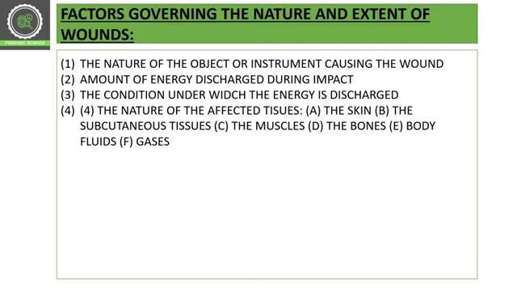So we have different natures of wounds, right? These natures and factors will greatly affect the types of wounds we will be getting on the skin and on the other tissues or objects. Here we have four different factors which majorly govern the nature and extent of wounds.